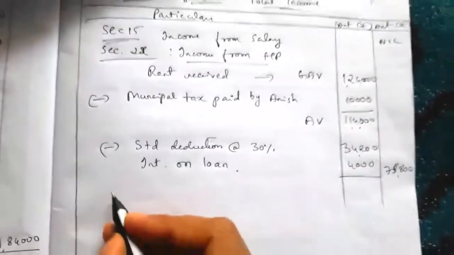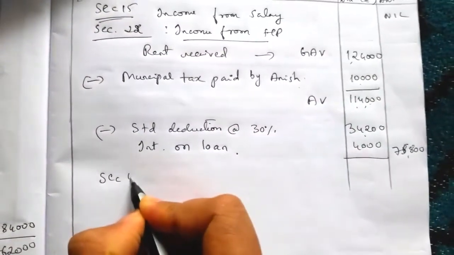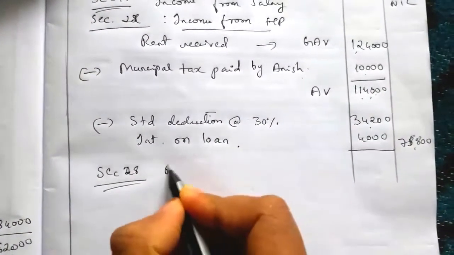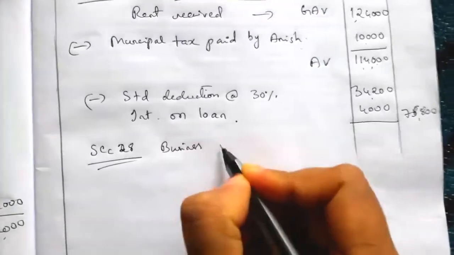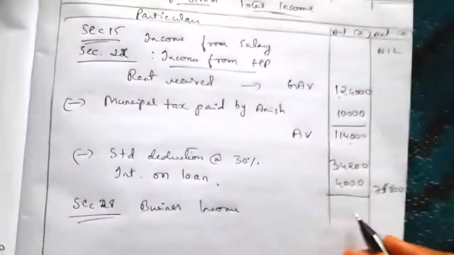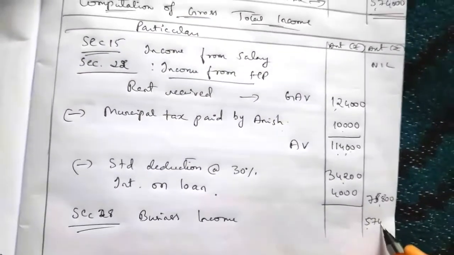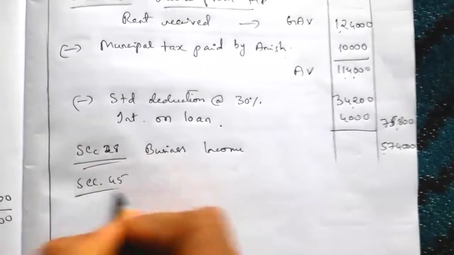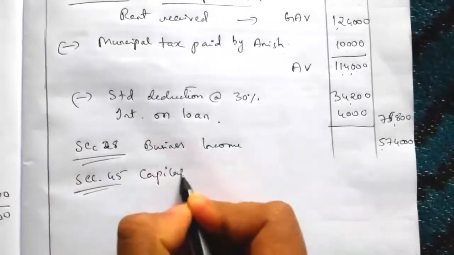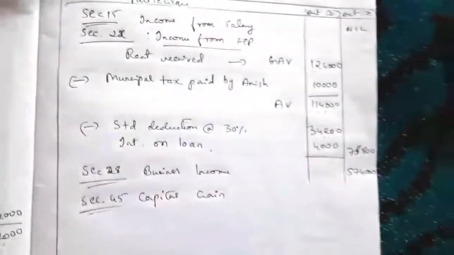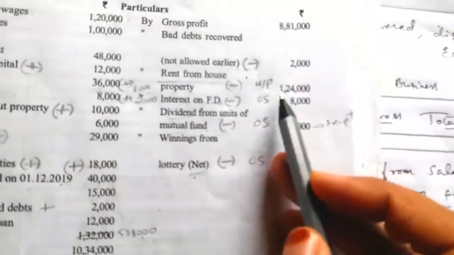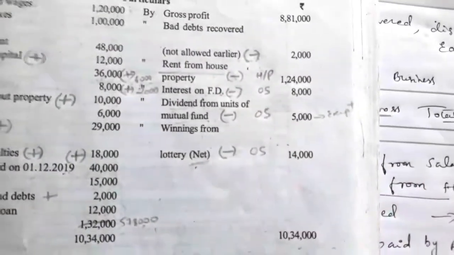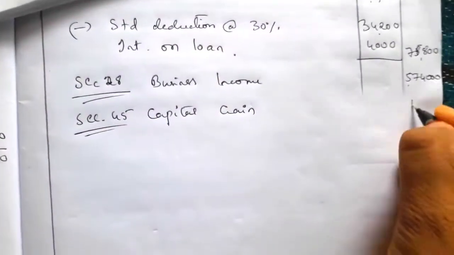So the next head is section 28, relating to business income. Section 28, business income. So under the business income, we have to tax this income. 5,74,000 is taxable under the head business income. Next, section 45 of the capital gain head. Relating to capital gain, we have to see on the credit side of profit and loss account. There is no income he has received from the capital gain head, so it is nil.